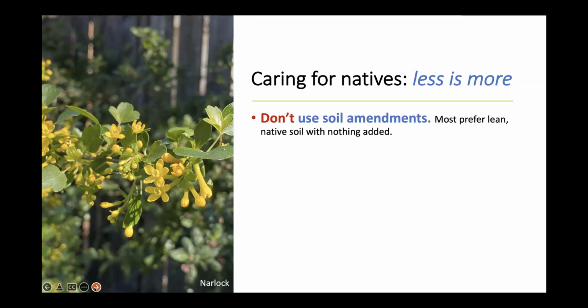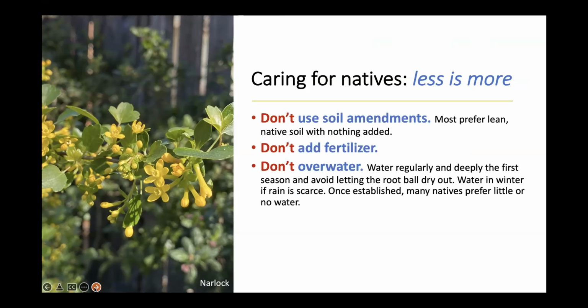Sometimes at the nursery or at the supply materials yards, you can ask for clean fill. Sometimes they have soil that they've just taken out of our native hillsides, and then they just kind of run it through a screen or whatever, and you can just purchase it like that. Natives love that. Don't add fertilizer. They don't need it or want it. Don't overwater. Water regularly and deeply the first season, and avoid letting the root ball dry out. Really important. When you first plant a native plant, it really wants to be soaked. Soak it. Don't just spray the hose on it.